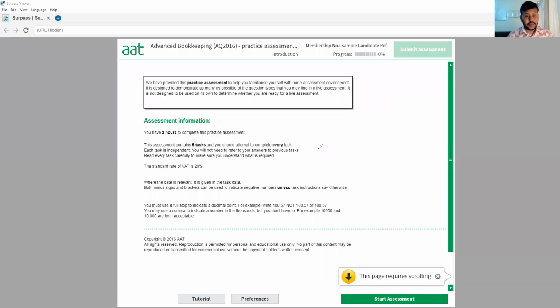So this is practice assessment 2 for advanced bookkeeping, and there is a little instruction we have. This instruction is the same for all the exams, and you're going to see more or less the same story in the exam as well. So if you read it now, you really don't have to read it later in the exam.